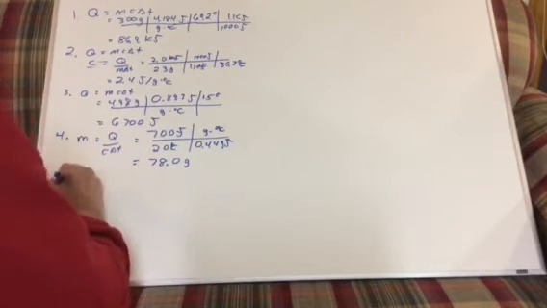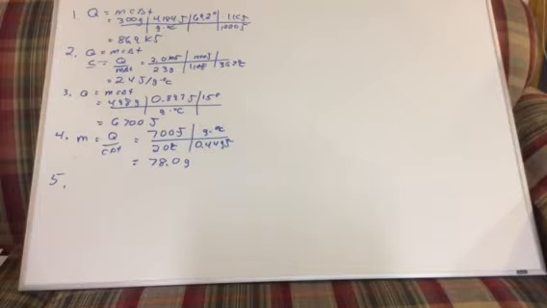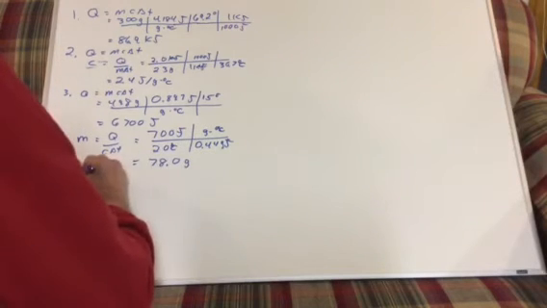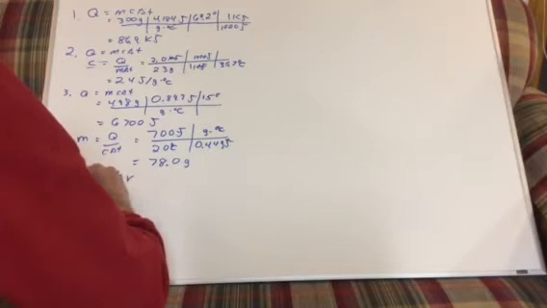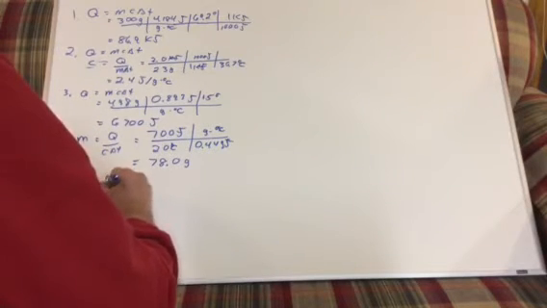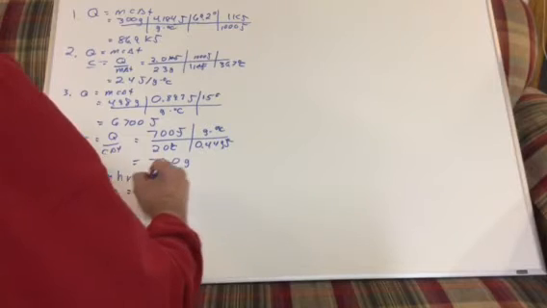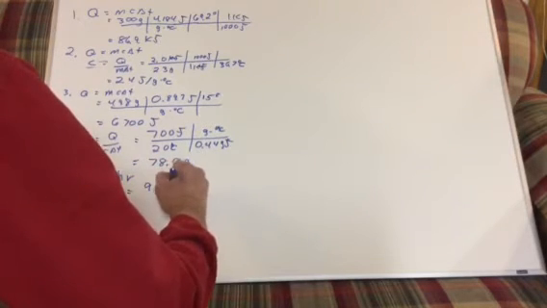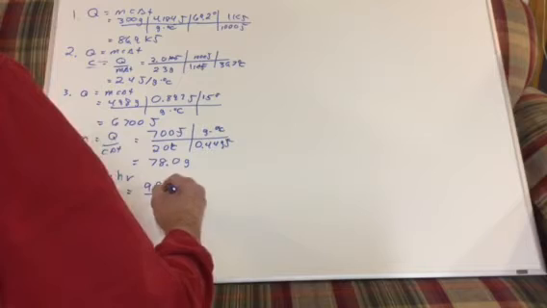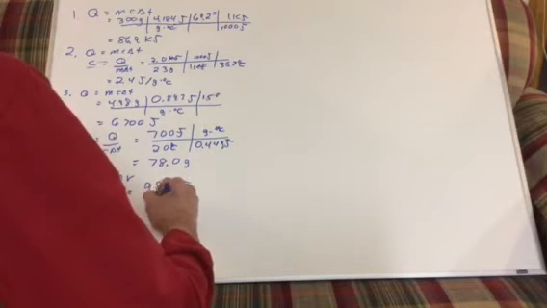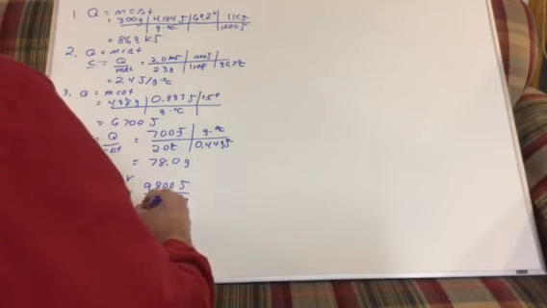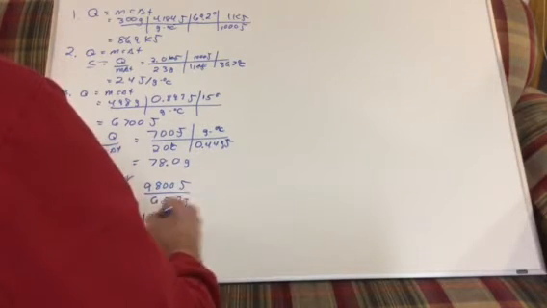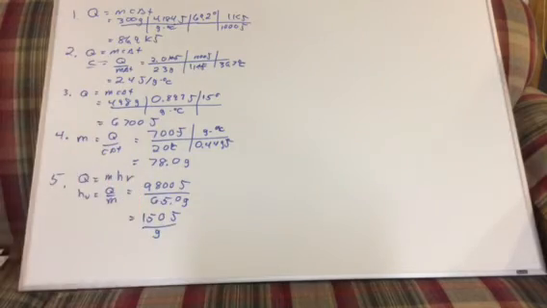And number 5, again, says what is the heat of vaporization of this substance? Q equals M H of V. So heat of vaporization equals Q over M. The heat is 9,800 joules. And the mass, we're told, is 65 grams. And that equals 150 joules per gram. Like last time, I've got to switch to the other side.